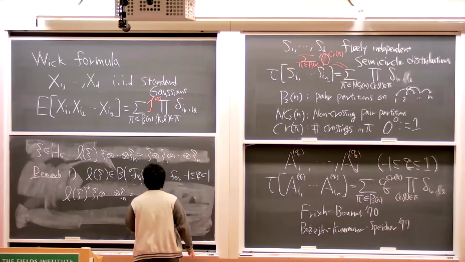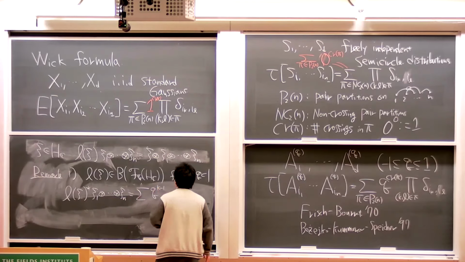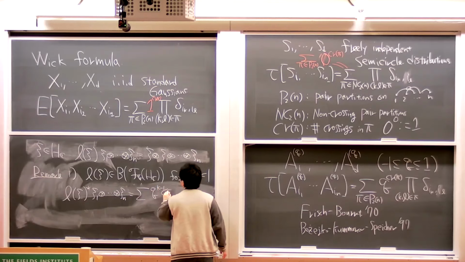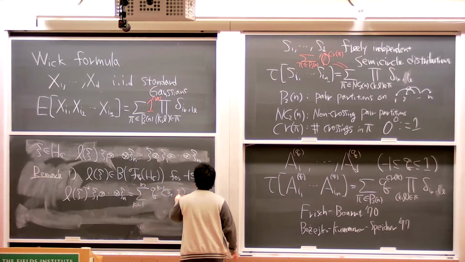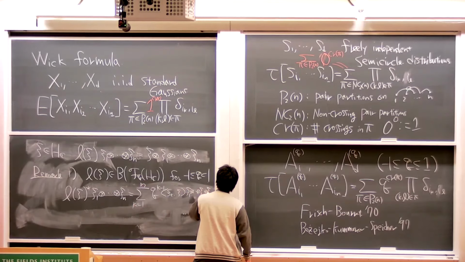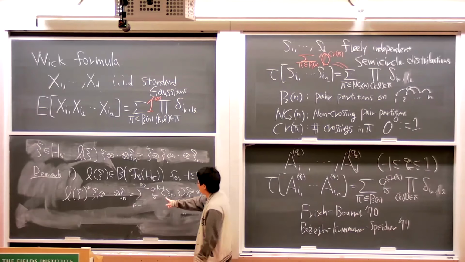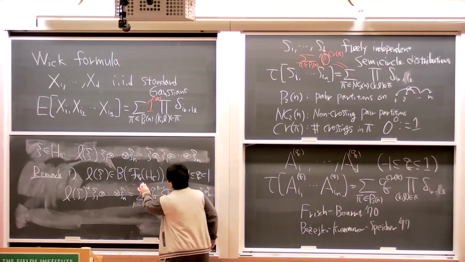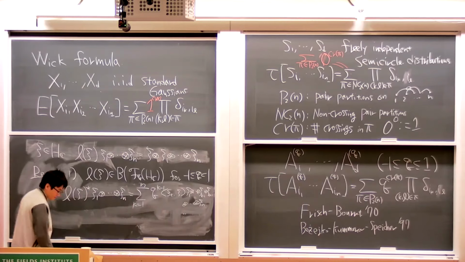This can be written as the sum over k from 1 to n of q to the k minus 1, xi_1 tensor up to xi_{k-1} tensor xi_{k+1} tensor up to xi_n, with the inner product of xi and xi_k. So I just omit the xi_k and multiply by some weight. Okay, so this is a remark.